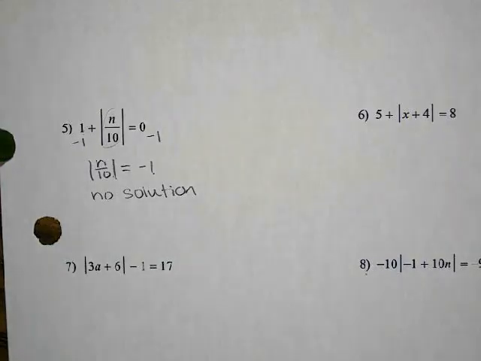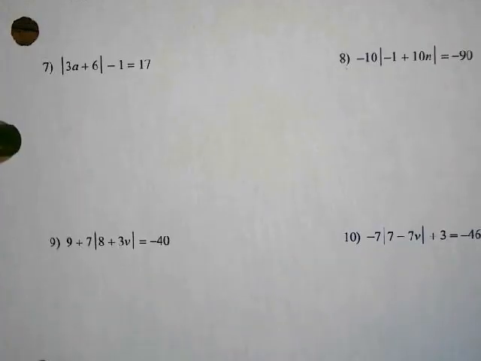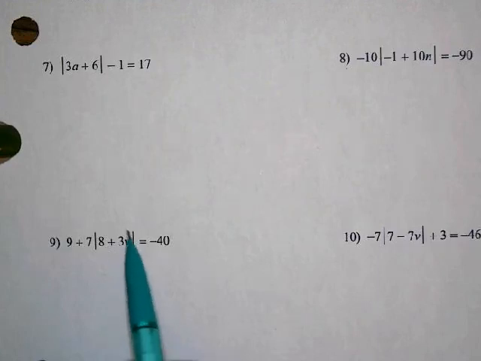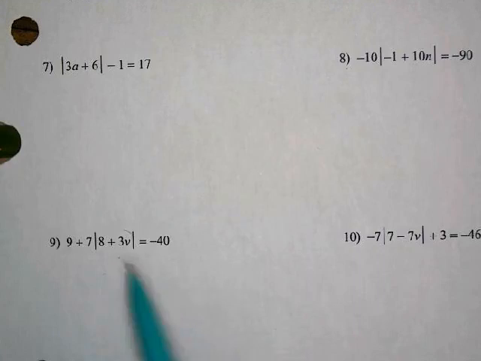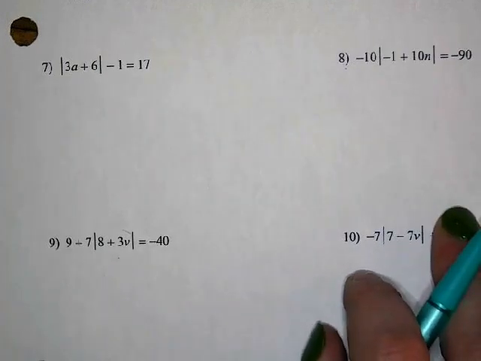Okay, what's another problem that looks a little intimidating? 8 looks intimidating. Okay, so instead of 8, because that's one of your assigned problems, we're going to do number 9, which is a little bit more intimidating than 8. Okay, so for number 9, our goal is to get this absolute value alone on this side. So first step, is there anything that we could add or subtract over to the other side? We can subtract the 9.